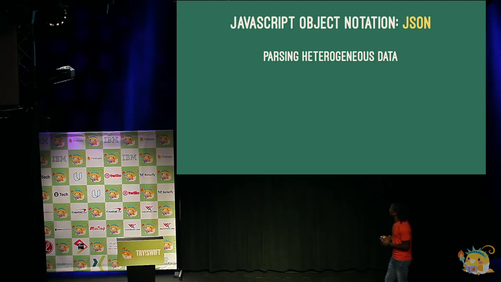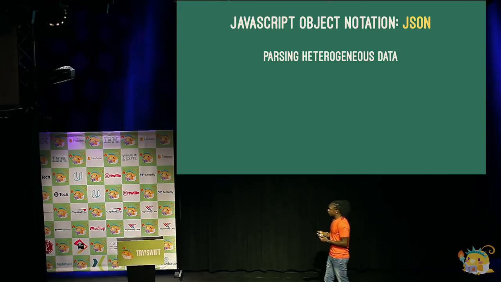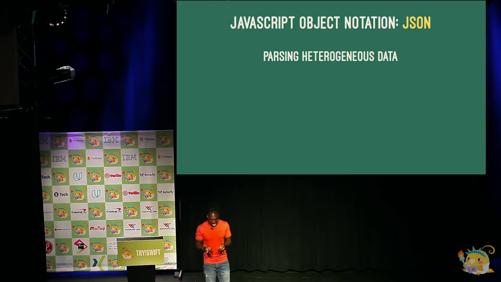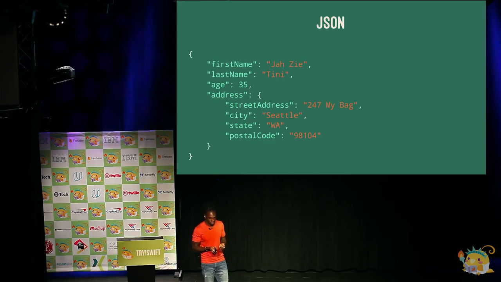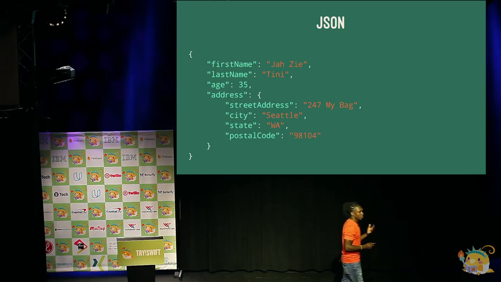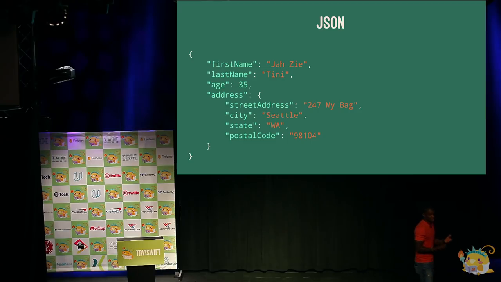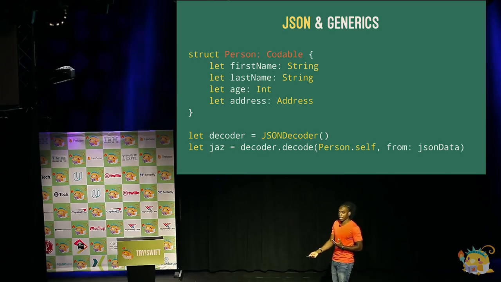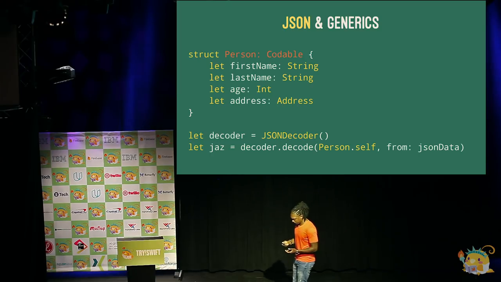All right, let's move on to talking about JSON parsing. You might be familiar with JSON. Here is a blob of JSON, a JSON blob representing a person. Modeling this is more or less straightforward and might look like this. If you're unfamiliar with Codable, it's just a convenient way of converting between JSON data and your local models.